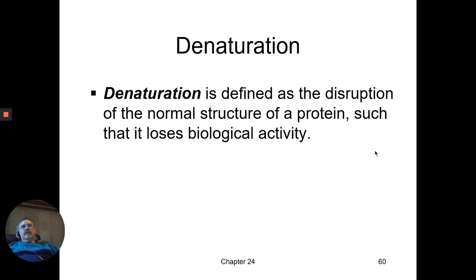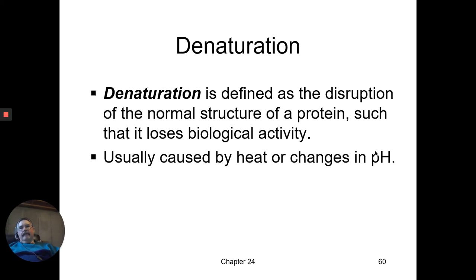Okay, denaturation is defined as the disruption of normal structure of a protein such that it loses biological activity. Okay, we don't have to necessarily completely break down or cleave the protein into its individual amino acids. Sometimes disruption of quaternary or tertiary structure is all that you need to denature a protein. Okay, some of the ways that proteins can be denatured include heat or changes in pH.